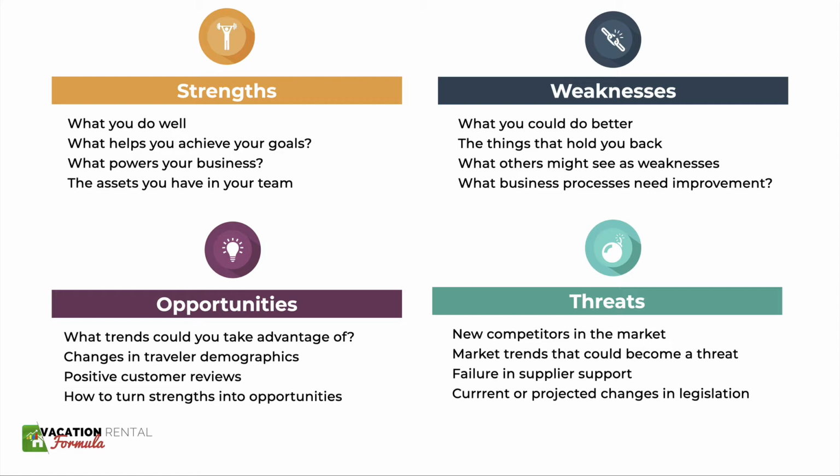And then we look at your weaknesses, what you could do better, the things that hold you back, what others outside of your business might see as weaknesses, those things that they might capitalize on because they see them as weaknesses in you. So you need to know what they are. And your business processes that might need improvement. So those are the internal factors that we look at in a SWOT analysis.